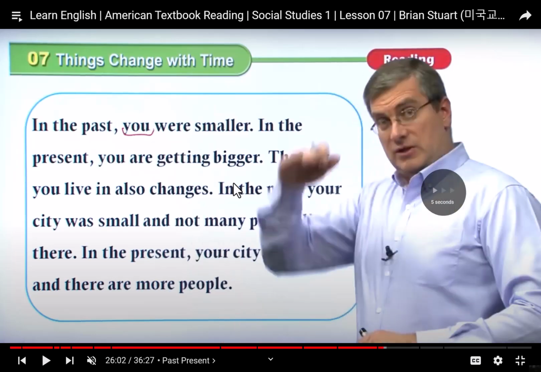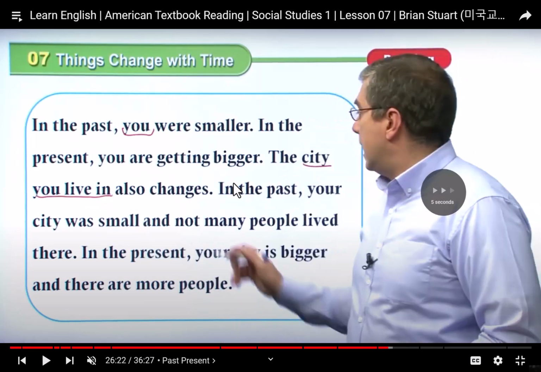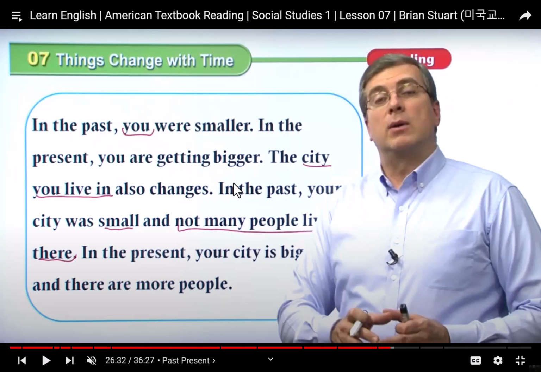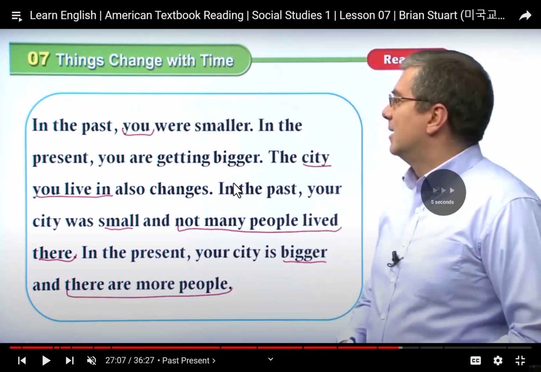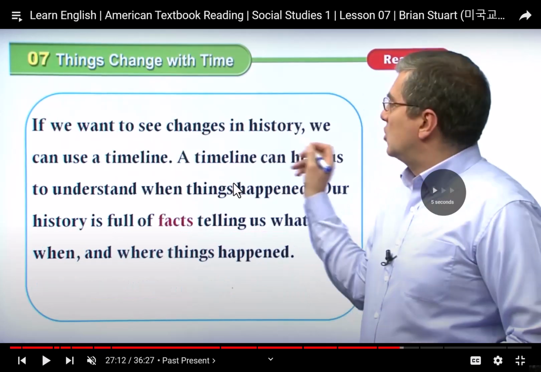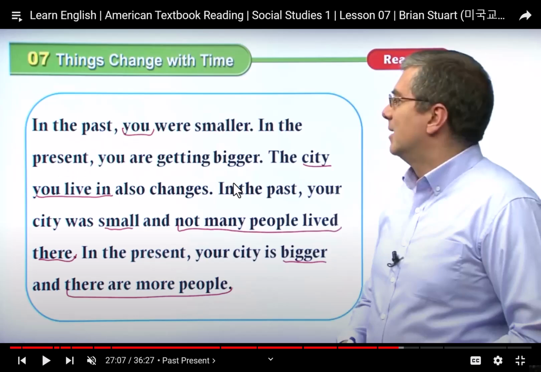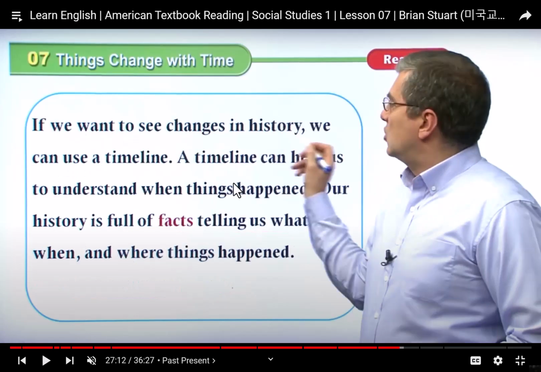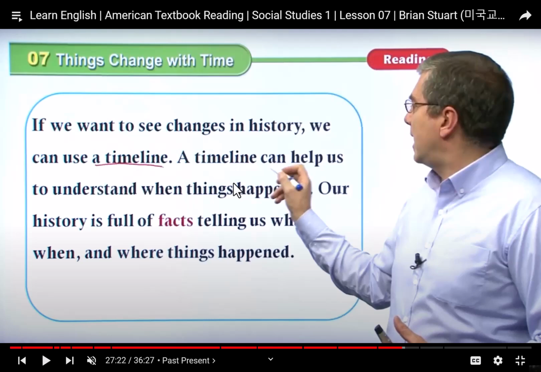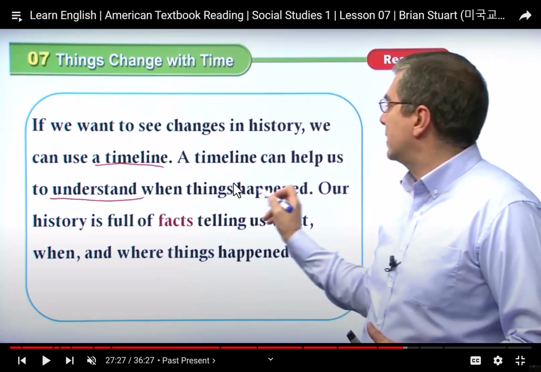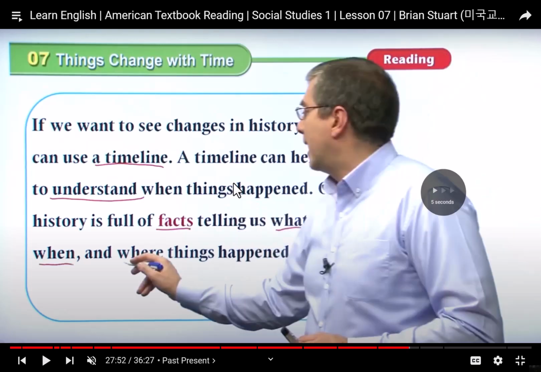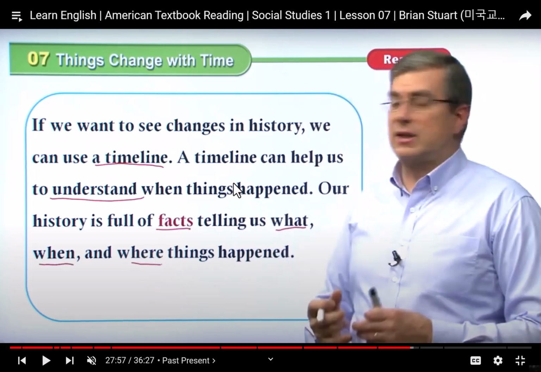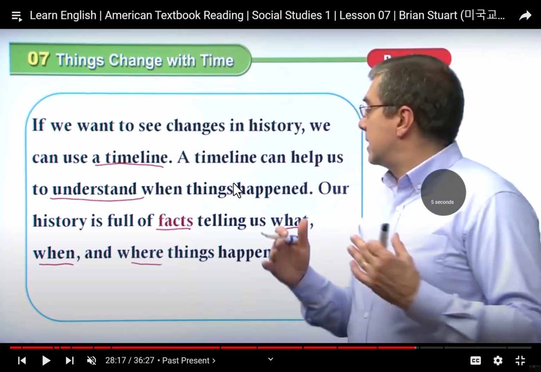In the past, you were smaller. In the present, you're getting bigger. The city you live in also changes. In the past, your city was small and not many people lived there. In the present, your city is bigger and there are more people. If we want to see changes in history, we can use a time lapse. A time lapse can help us to understand when things happen. Our history is full of facts telling us what, when, where things happen.